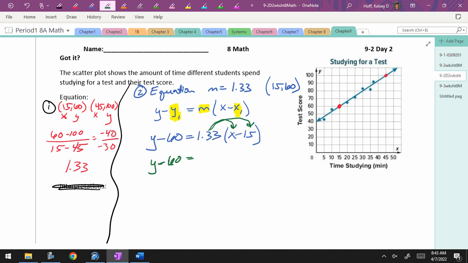Yes, you times it. 1.33 times x. 1.33x. Allison? 1.33 times negative 15. 19.95? Positive or negative? Careful, it's a negative 19.95. Everybody else get 19.95 though?